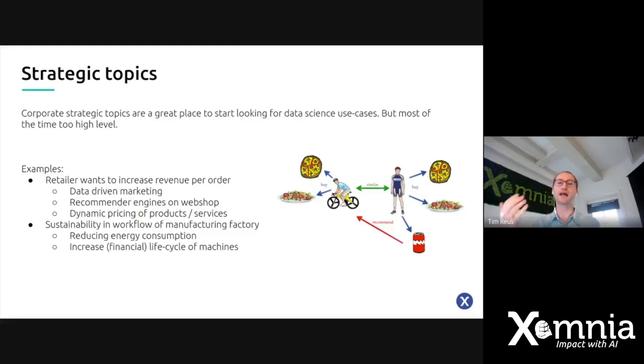However, they're too high level at times, right? We want to be sustainable as a company. Okay, what does that mean? What does that mean for people on the ground level, working with their hands in the mud, basically, as we say in Dutch. So you need to be able to bring it down. And that's also why these are quite often difficult.